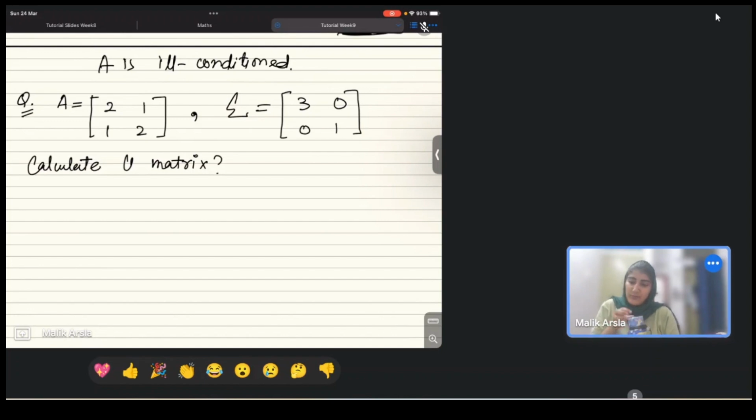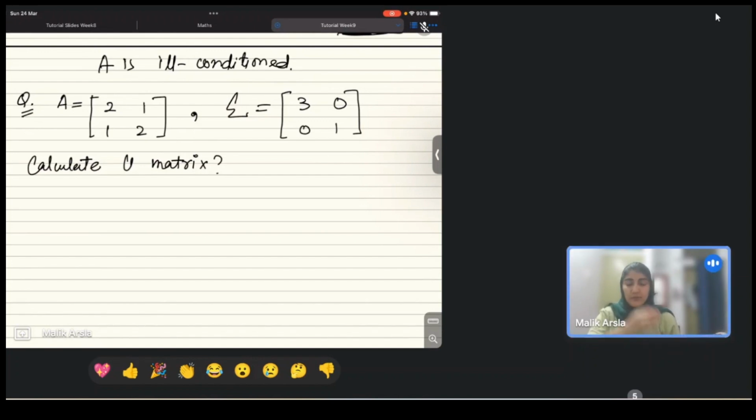Anyone? There might have been similar questions in your assignment. So if anyone has done it, yes. Using singular value decomposition. So for finding V, use the A transpose A, their eigenvalues, then corresponding eigenvectors form V.